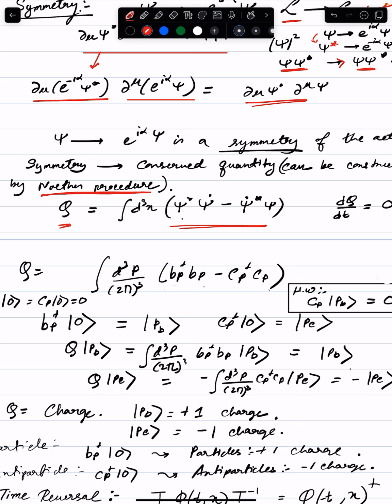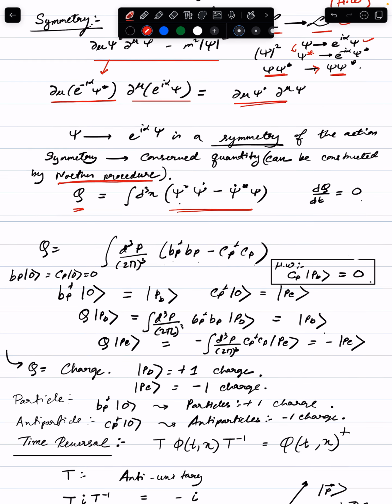Okay, this is psi star psi dot minus psi dot star psi, something like this, or is it del psi? Anyway, I think it is this, and the point is you can prove that dQ/dt is 0. So the time variation of this charge is 0, meaning this is a conserved charge.